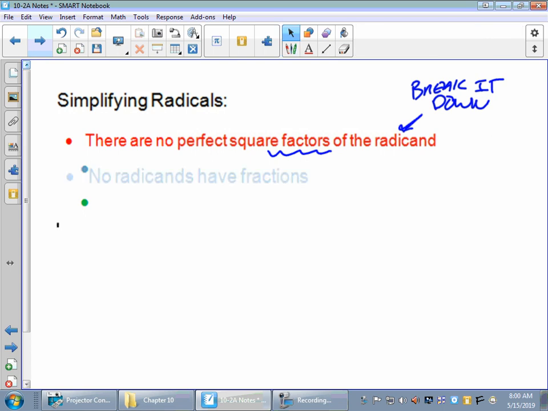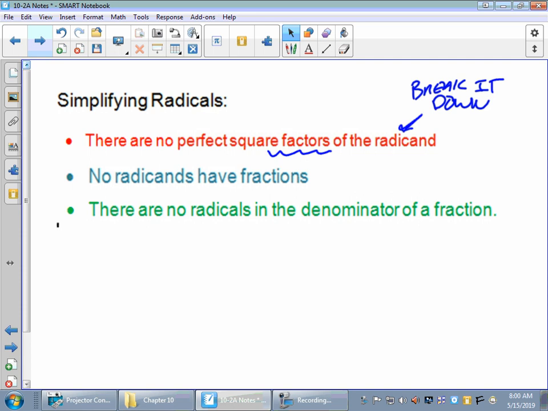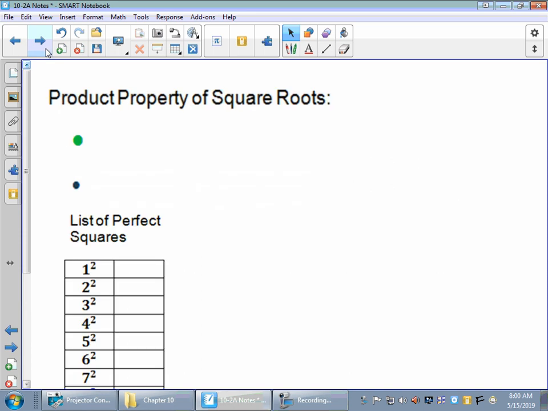And then we don't want radicands to have any fractions. That's not allowed. And there are no radicals in the denominator of a fraction. So you can't have a square root sign in the denominator of a fraction. Those are three different rules to follow when we simplify radicals. The biggest thing, the first step, is we're going to try to break it down. So let's look at properties of square roots and then how we go about breaking those down.